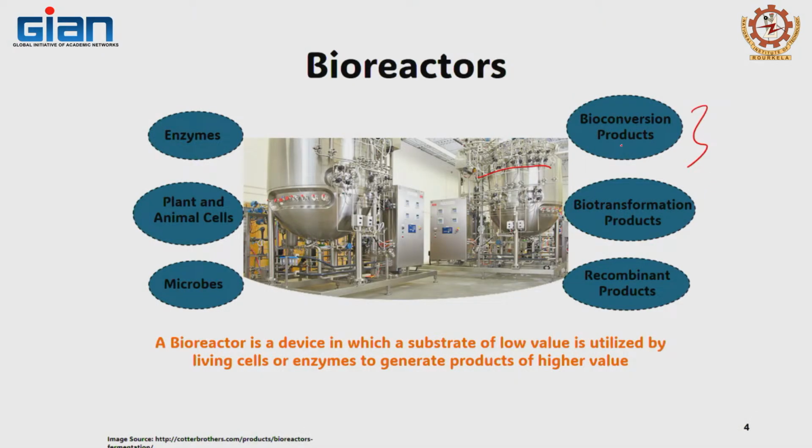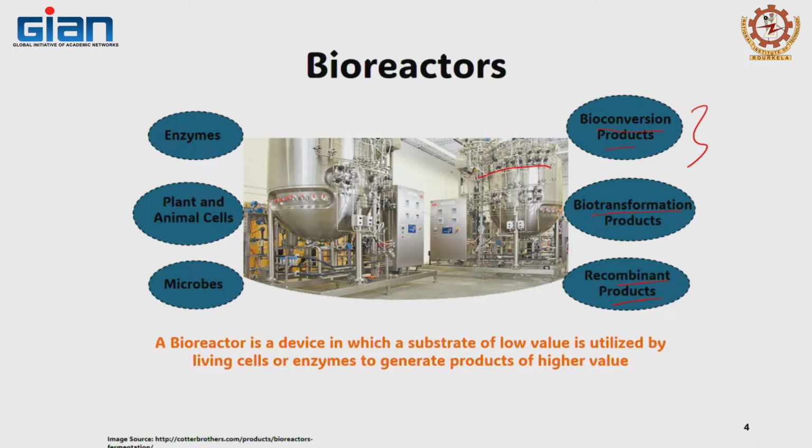Plant and animal cells, we have already discussed multiple times, can be used as a host to produce your product of interest. Microbes are widely used as a host to produce your product of interest. Then there are different types of products that we develop. There will be bioconversion products, where you have the substrate being converted into product. Biotransformation, where one substrate is transformed into a product, and recombinant products, which we discussed as part of precision fermentation, where we develop the product using recombinant DNA technology. So, we have genetically modified our host to produce the product of interest.